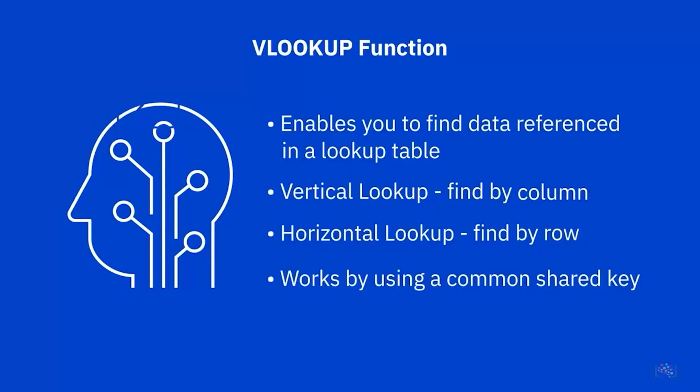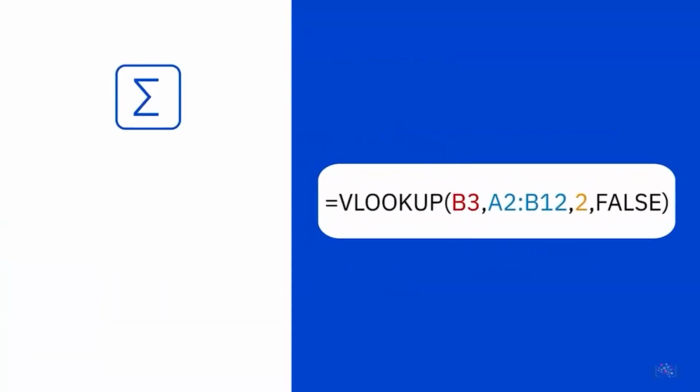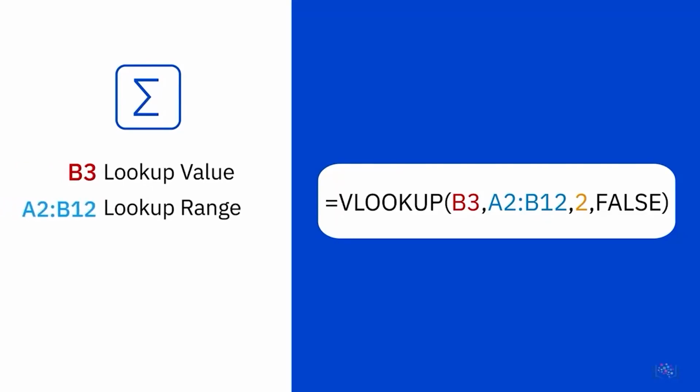A typical lookup formula would look like =VLOOKUP(B3, A2:B12, 2, FALSE), where B3 is the lookup value, that is, the value or word you are looking for. A2:B12 is the lookup table or range, that is, the table array or range of cells that contains the lookup value. In a formula, Excel references this as table_array. The lookup table can be on the same worksheet or in another separate worksheet.